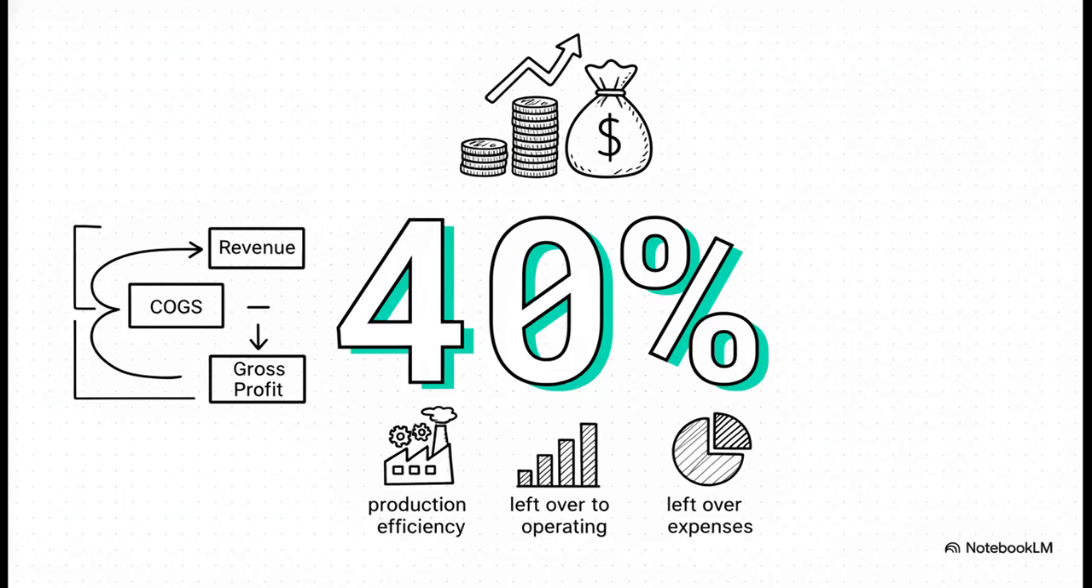What does this tell us? It means for every single dollar of sales, the company has 40 cents left over to pay for all its other operating expenses and hopefully leave some profit. It's a direct measure of how efficiently they produce their goods.